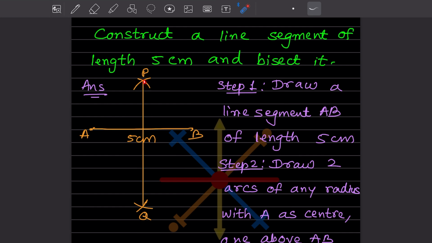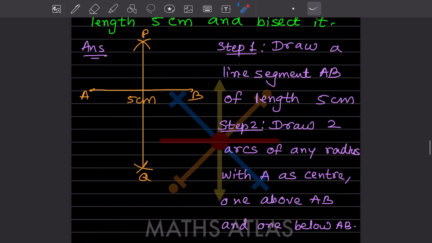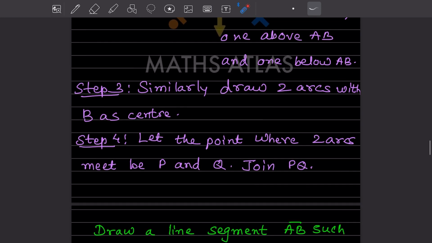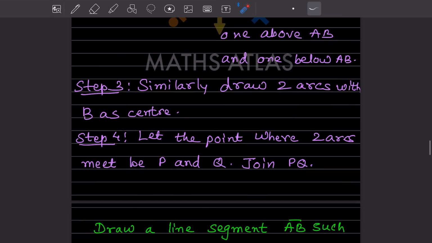See, whenever you join, you just take the points over here and draw a straight line. And you can mark anything over here, I just mark here P and Q. So these are the steps, how you did it. Just go through the steps. So that's it. So join PQ.